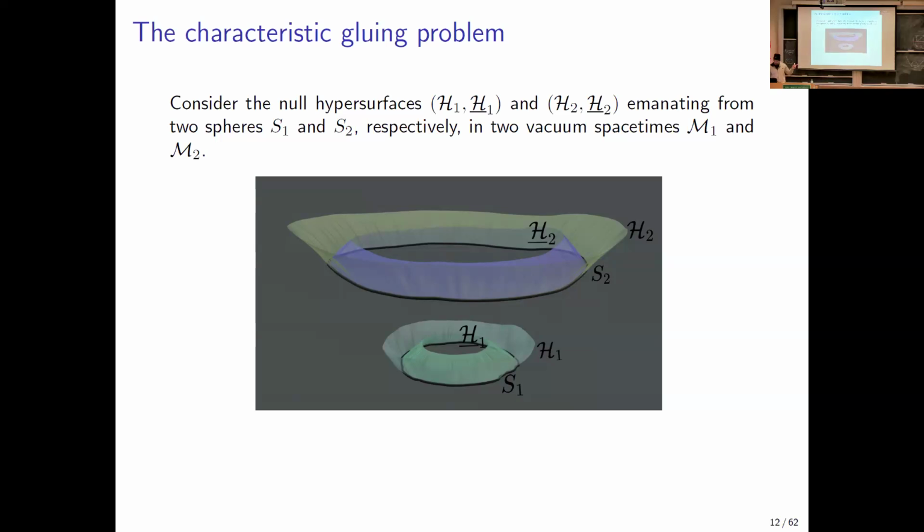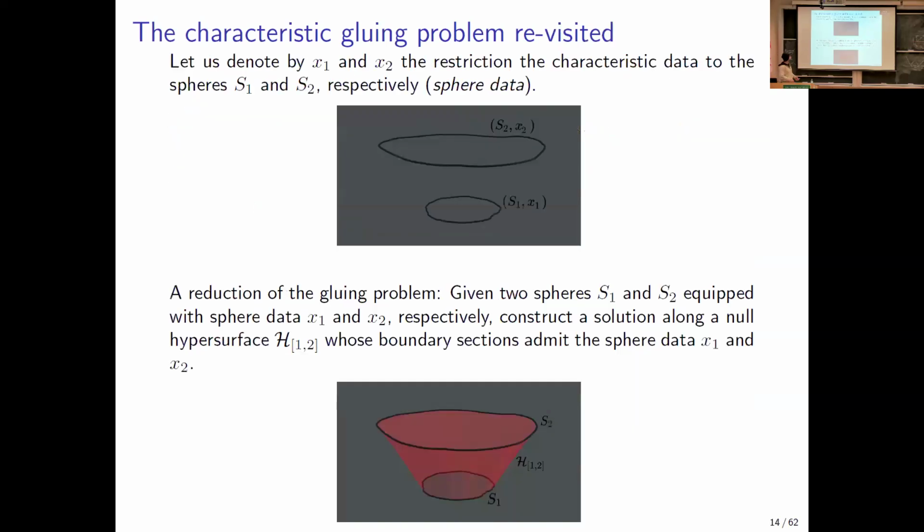So instead of considering this, you consider something less. This is not a reduction, it's a simplification, like it's less information that you consider. You consider something here on S1 and S2. And then you wonder whether there is one null hypersurface which admits S1 and S2 as two sections. And along this null hypersurface, you solve some equations. And when you reduce your field on S1, you get what you started with at S1. And when you reduce at S2, you get what you started with at S2.